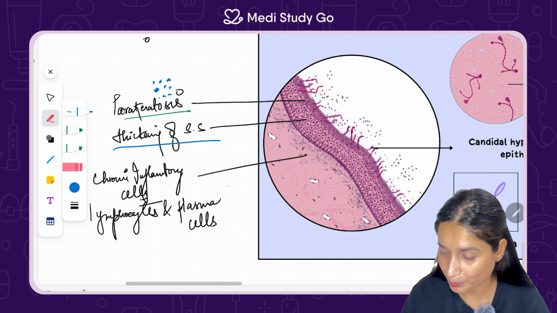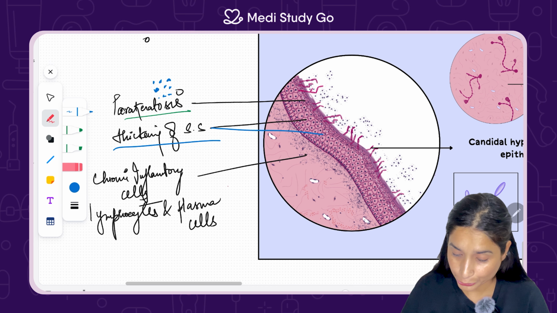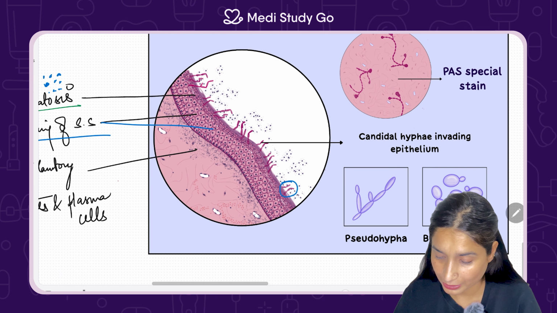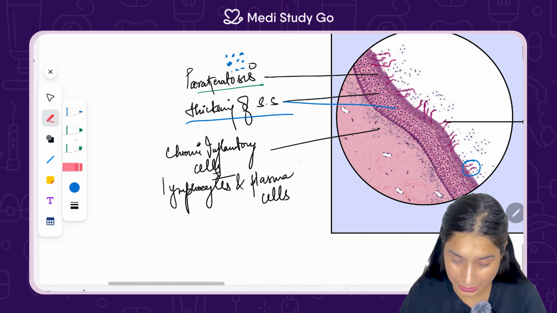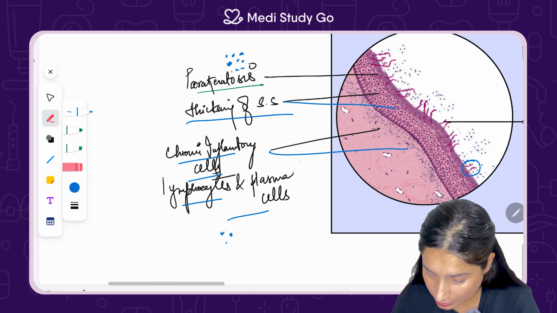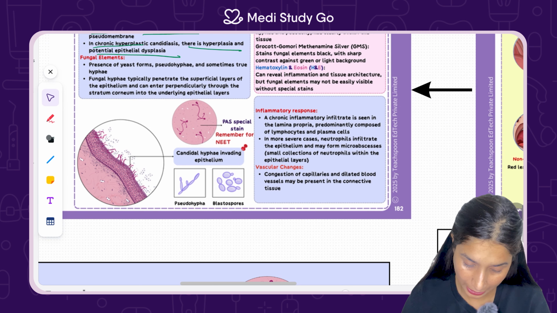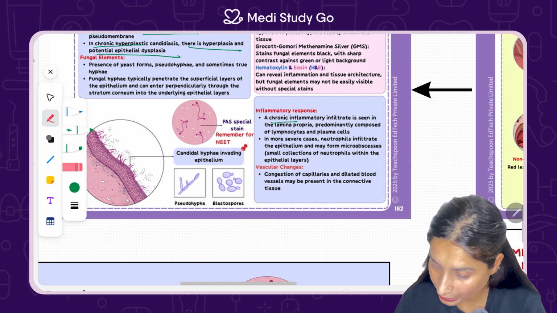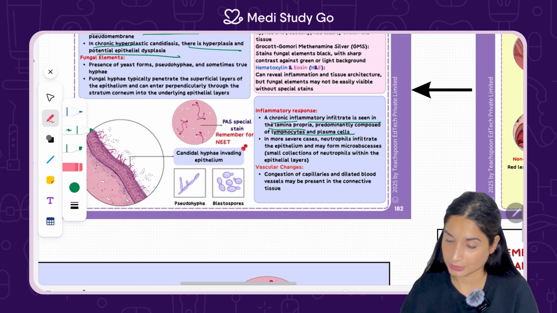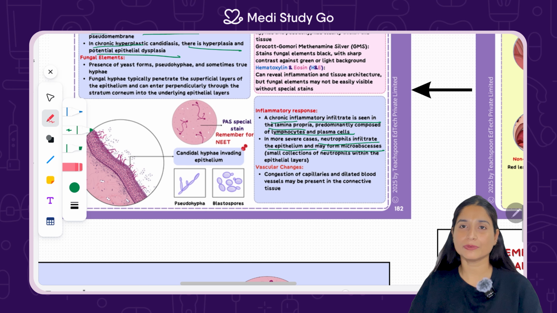Then thickening of the stratum spinosum, you will see that there is a thickening of the stratum spinosum cells. You will see here the candidal hyphae. Appreciate over here the candidal hyphae. In this, you will find the chronic inflammatory cells. You will appreciate over here lymphocytes and plasma cells. Lymphocytes are blue dots. So you will find chronic inflammatory cells. A chronic inflammatory infiltrate is seen in the lamina propria, composed of plasma cells and lymphocytes. In most severe cases, neutrophils infiltrate the epithelium and may form micro abscesses, which is not very common.